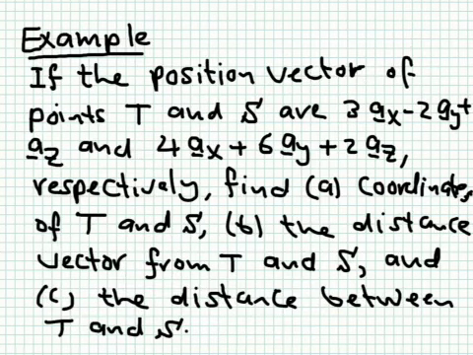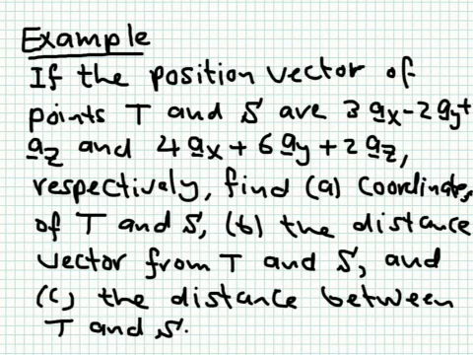We have 2 points, T and S. The position vector of point T is 3ax minus 2ay plus az. So it has coordinates 3, minus 2, and 1. And the position vector of point S is 4ax plus 6ay plus 2az. So it has coordinates of 4, 6, and 2. We want to determine the distance vector from T to S, so the vector RTS, the vector pointing from T to S. And we want to determine the scalar distance between T and S, not the distance vector, but the scalar distance.